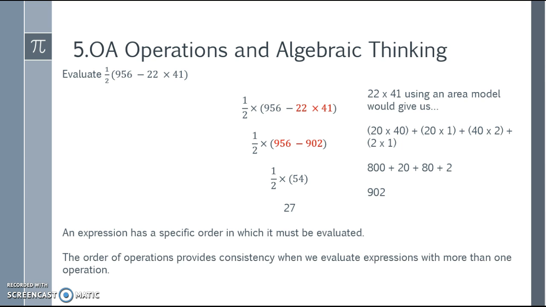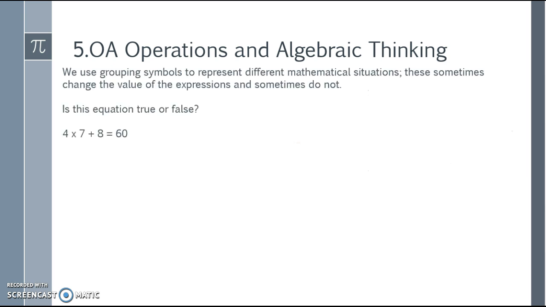An expression has a specific order in which it must be evaluated. The order of operations provides consistency when we evaluate expressions with more than one operation. We use grouping symbols to represent different mathematical situations. These sometimes change the value of the expressions and sometimes they do not.